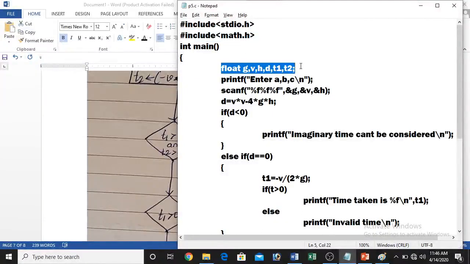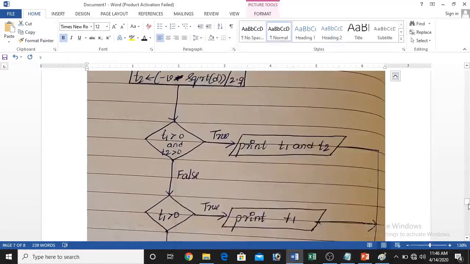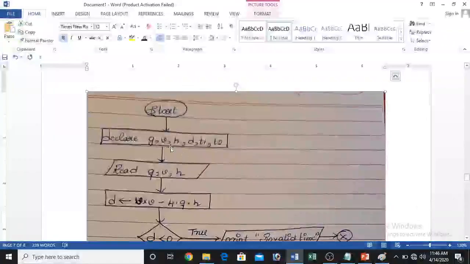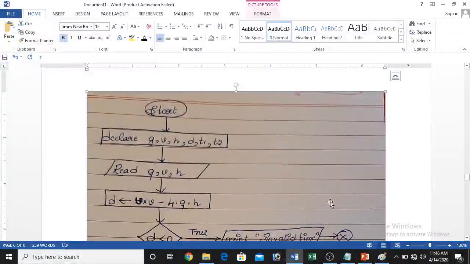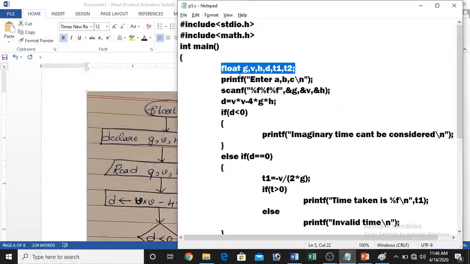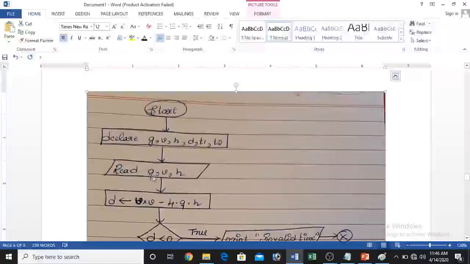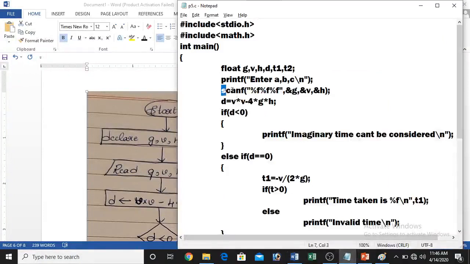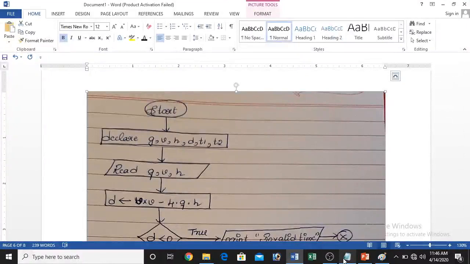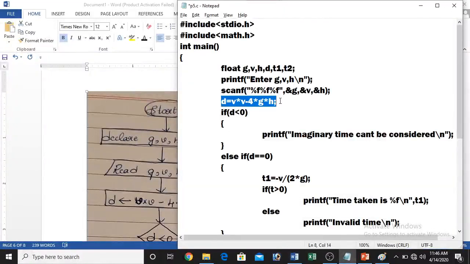Now let us declare the variables as per the flowchart. Okay, you can see here the equivalent. So I am declaring G, V, H, D, T1, T2. Since all the values are real, I am declaring them as float. Then after that, we need to read G, V, H, that is gravity, velocity and height. So what is the equivalent read statement? The read statement is your scanf statement. But before that, let us add a printf statement, so the user comes to know what exactly he needs to enter. After entering, you can see that we are calculating the discriminant. So I have represented that in the equation format.